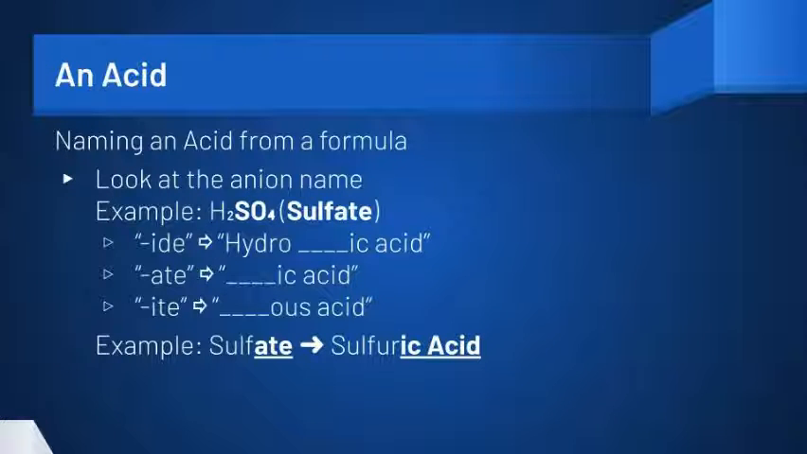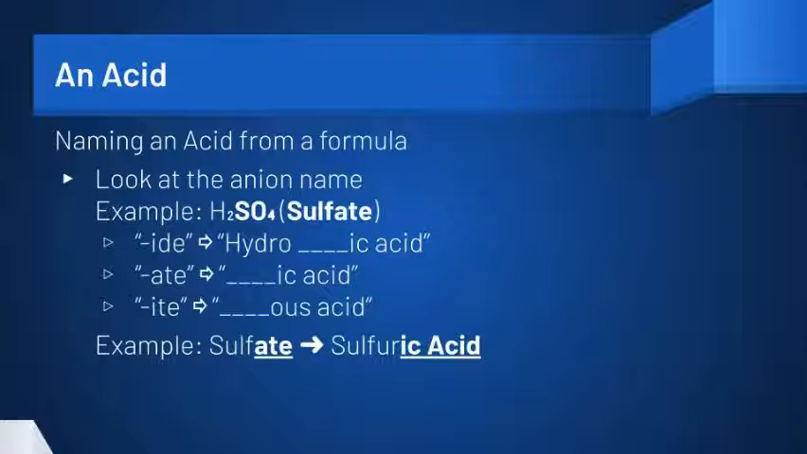I'm Harrison, and we'll be going over hydrates and covalent compounds, such as hydrocarbons and covalent bonds. First, we're going to look at an acid. Naming an acid from a formula is relatively simple. First, we're going to want to look at the anion name. In this example, we have H2SO4. We know that the anion here is sulfate because of the crisscross method that Chance taught us in identifying anions.